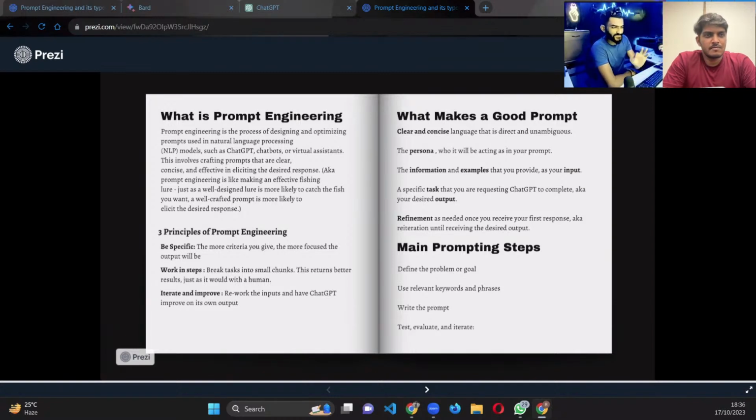That's it. A prompt is the question that you ask to your AI model. That's it. This is what a prompt is. Now, what does the combination of these words, prompt engineering, mean?